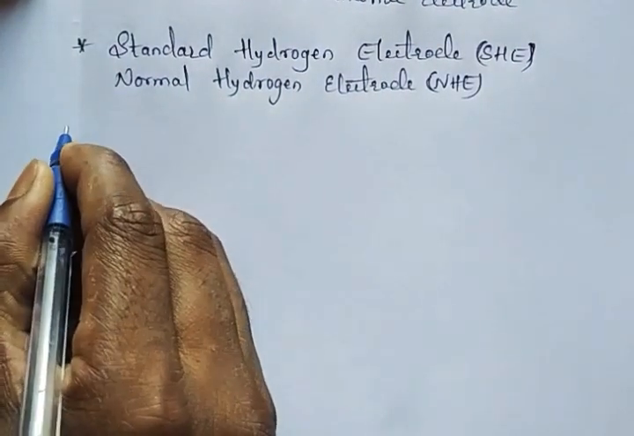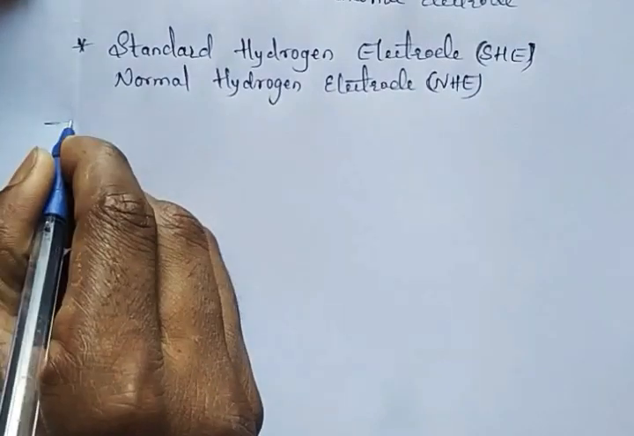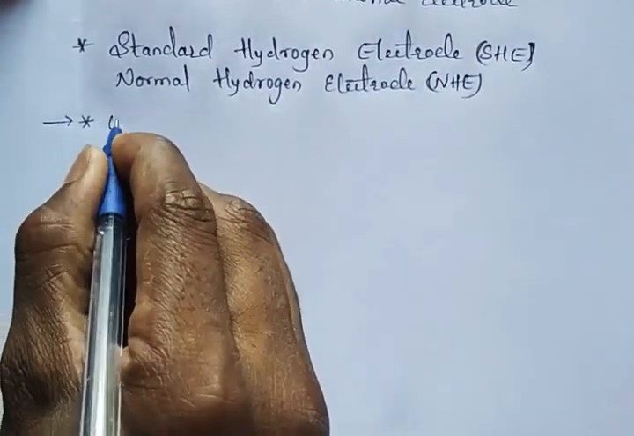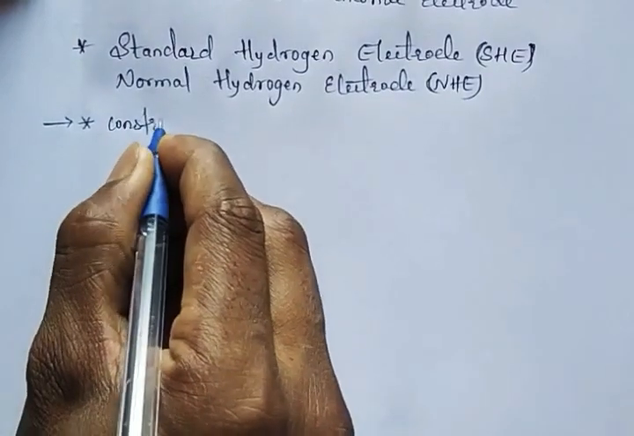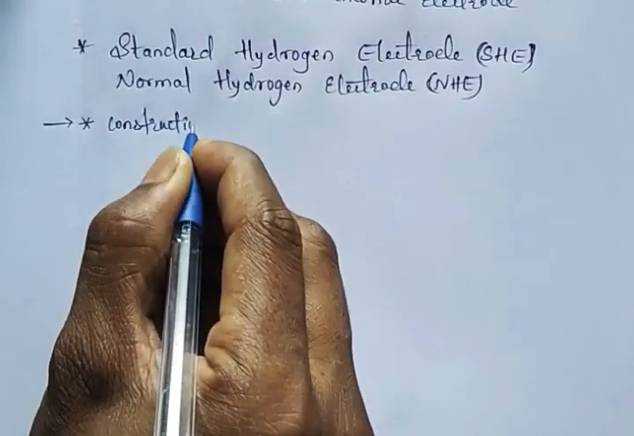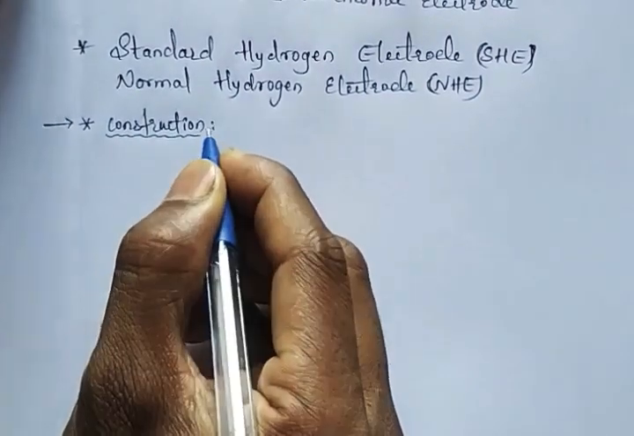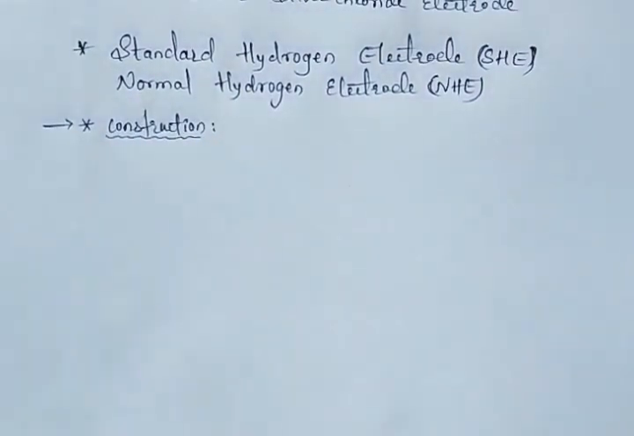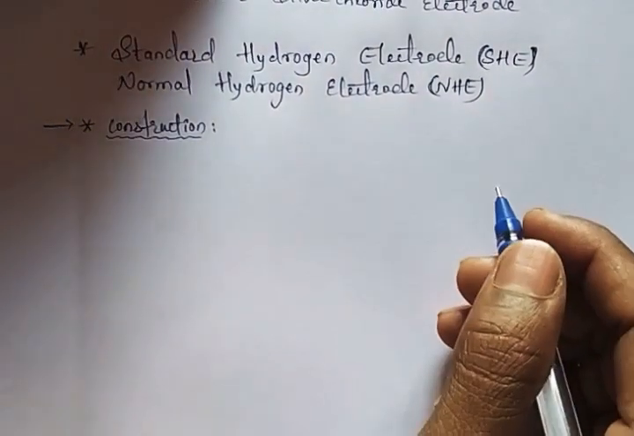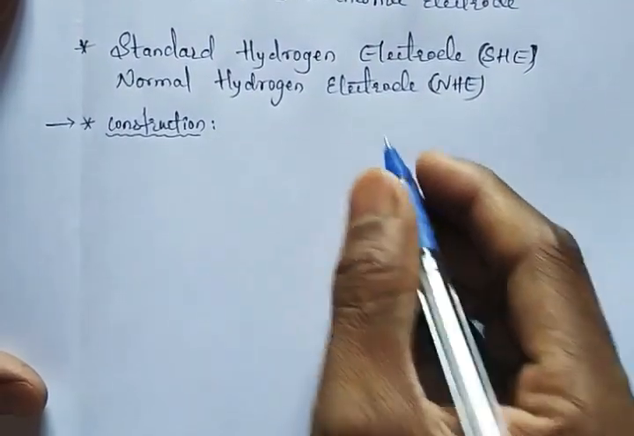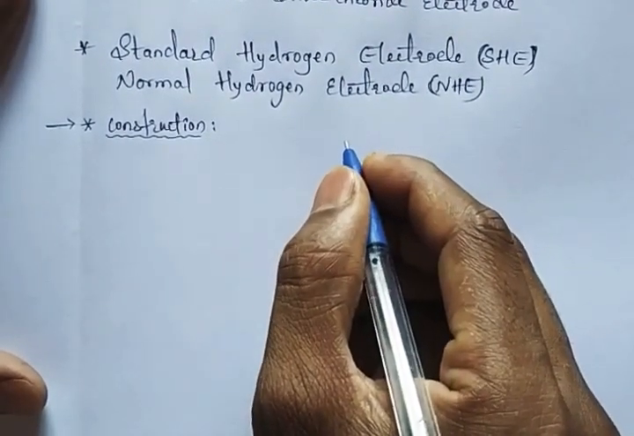So now we'll discuss the construction of SHE. The first point is construction. How is this SHE constructed? Construction of the standard hydrogen electrode. It is very simple. Look at this. It consists of a platinum wire.